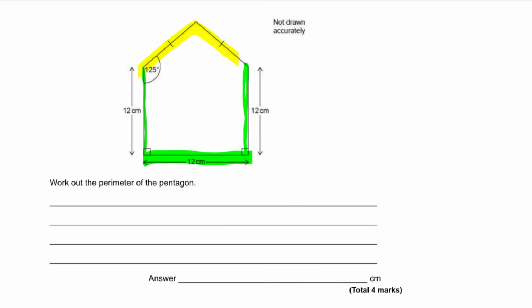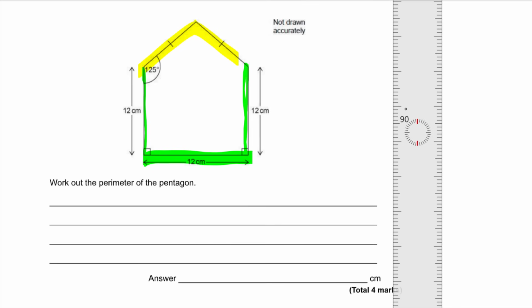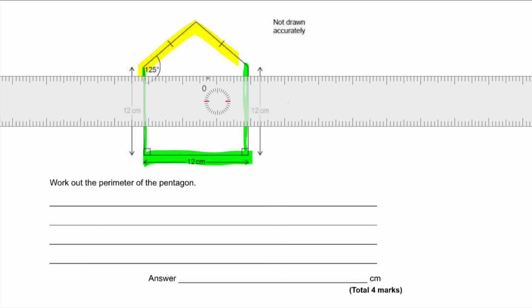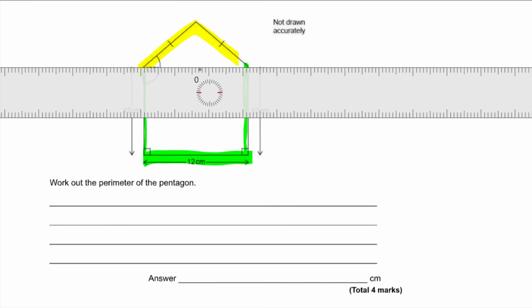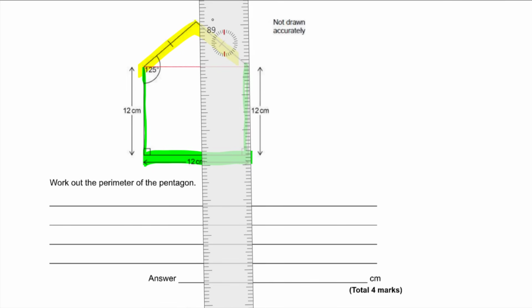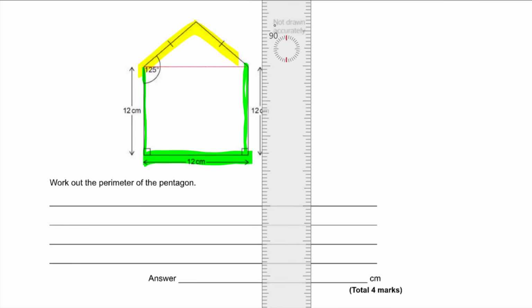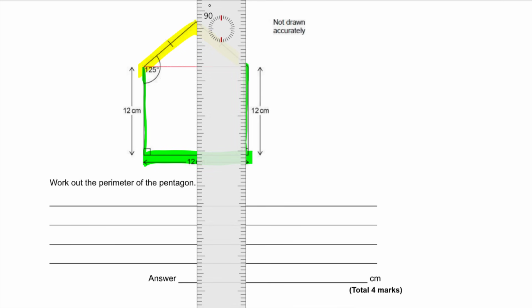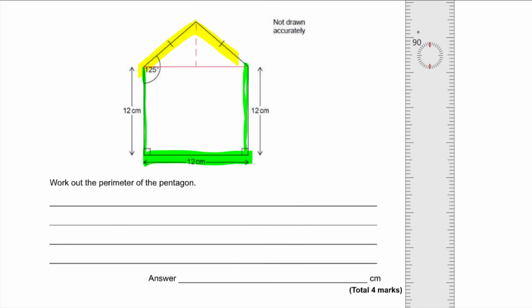Now in order to do that, we're going to add a few extra lines into my diagram. I'm going to make a line across here. And I'm also going to make a line going in this direction because I'm not sure that angle at the top is a right angle. It looks quite right angle-ish, but it's not drawn accurately, and I'm not going to be fooled into thinking I can just make it a right angle. I need a right angle for trigonometry, so I'm going to add the right angle there.